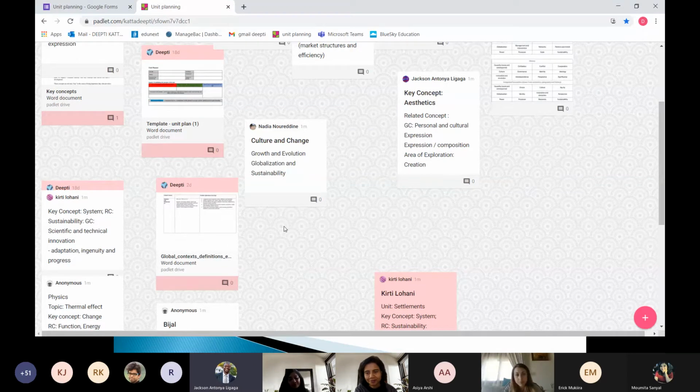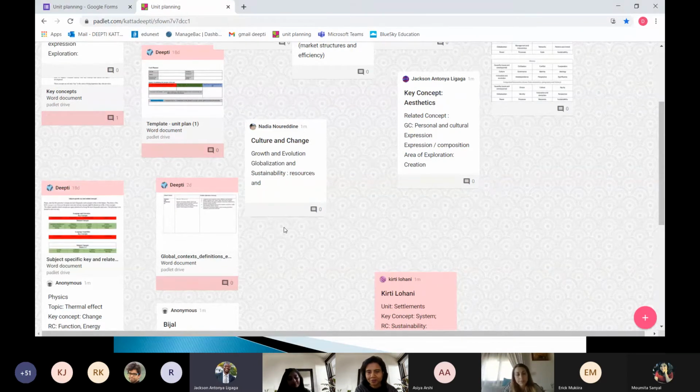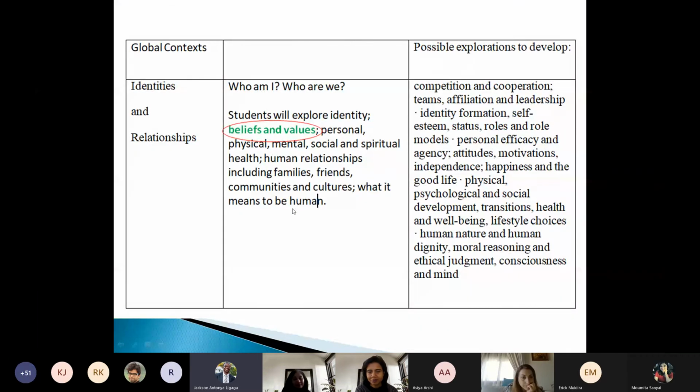This is a drama unit, and I'm actually looking at aesthetics. When we are talking about aesthetics, we're just looking at the beauty of performance. And when we are talking about personal and cultural expression, I'm more inclined to creation. When we are in drama, what we are basically doing is creating a world. We are creating a world for that moment.